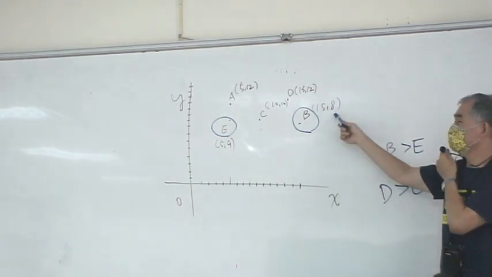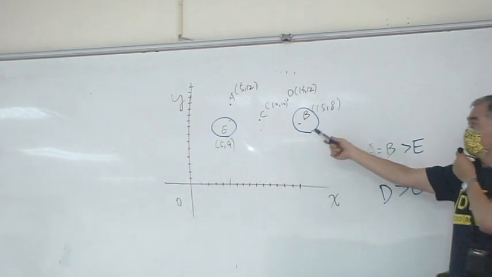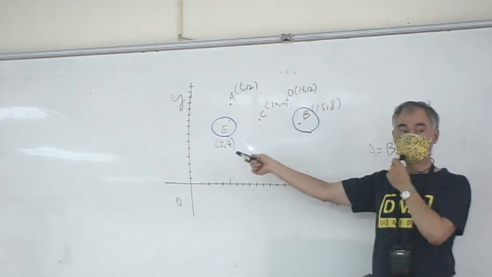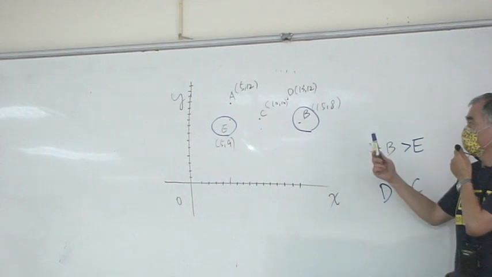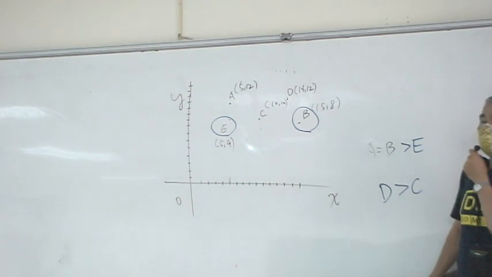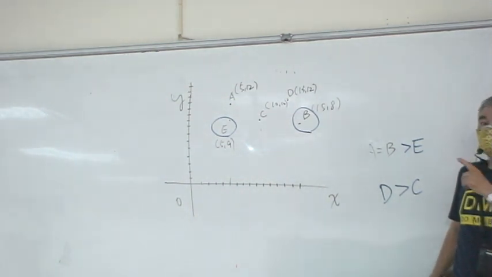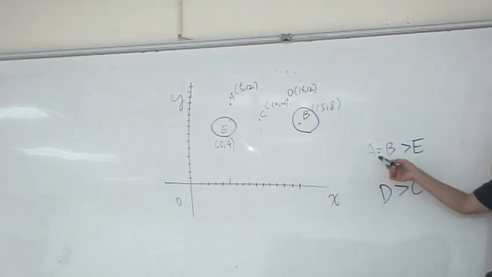But here you only have 8, right? Here you have 9. Okay? So how to compare that? Remember that? The question already tells us A is equal to B, right?